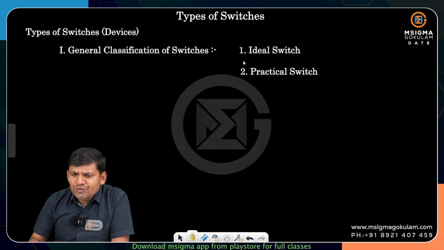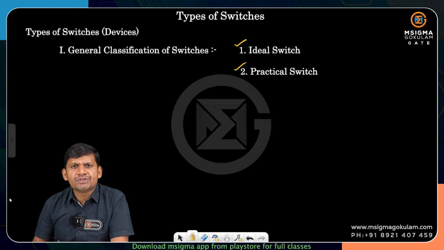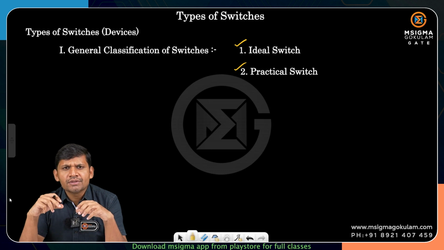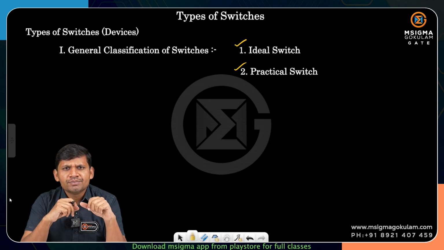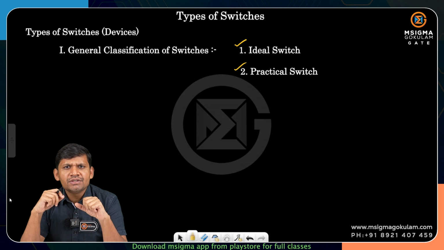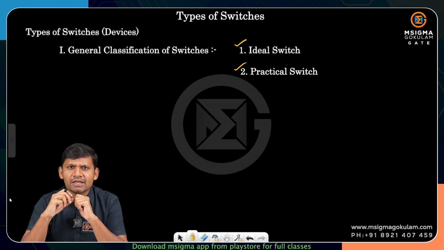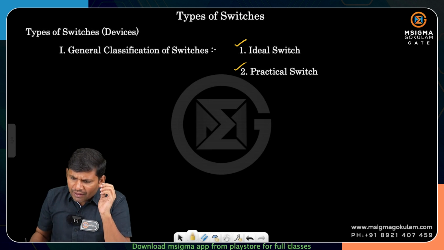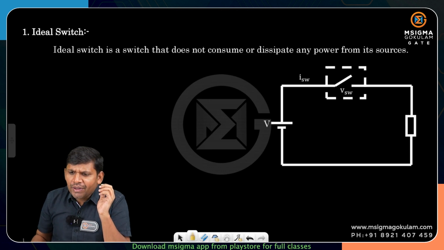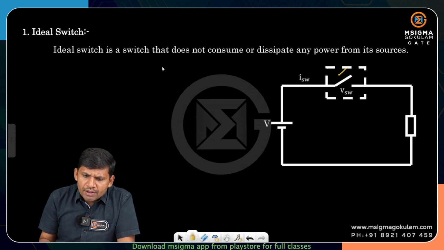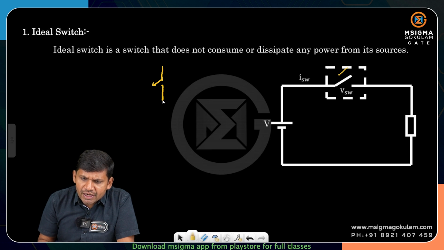In general, the switches are classified into one, ideal switch, and another, practical switch. Now I have to discuss what exactly an ideal switch is and what the properties of an ideal switch are, and what exactly a practical switch is and what the properties of a practical switch are. We know that in general the switch can be represented like this. This is the representation of the switch, friends. The switch can be represented like this, or we can also represent the switch like this.